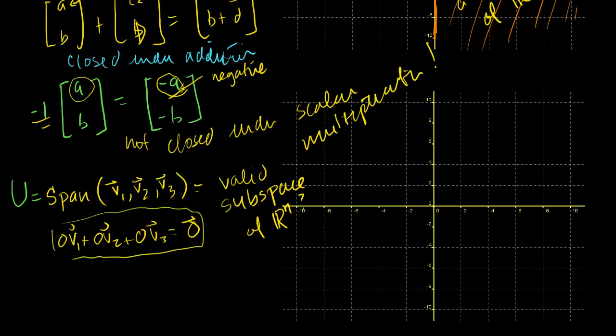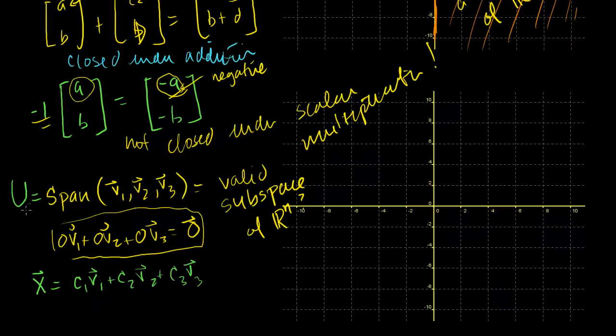Now, let me pick some arbitrary member of this span. In order to be a member of this set, it means you can be represented as a linear combination of these vectors. Let me call the vector x. So x equals some combination c1 times v1 plus c2 times v2 plus c3 times v3. It's a member of this set, so it can be represented as a linear combination of those 3 vectors.